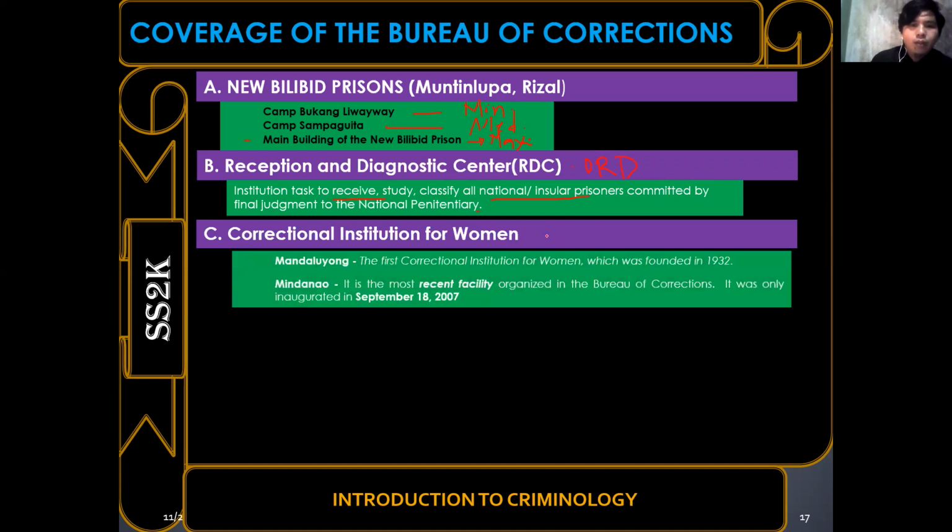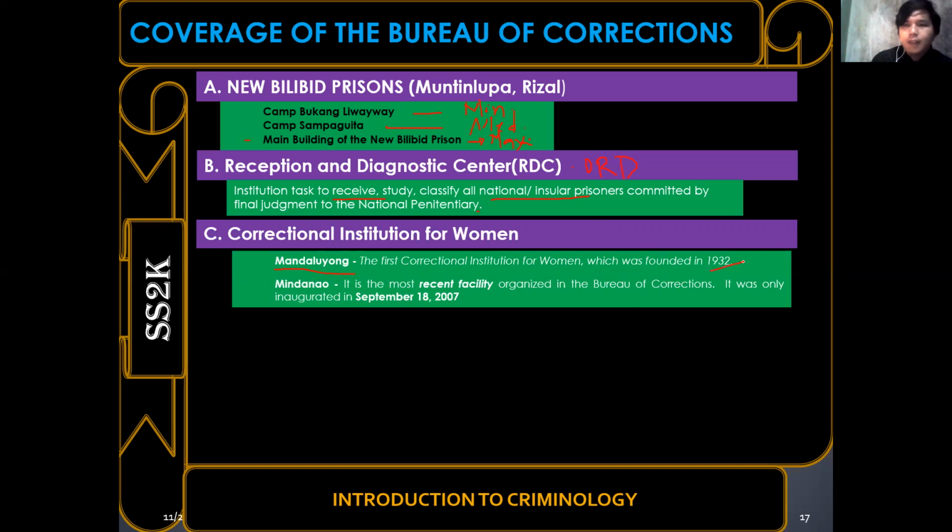Then we have the Correctional Institution for Women. Hindi po halo ang national prisoners o insular prisoners, magkahiwalay yung kulungan ng babae at lalaki. Siyempre, pagka magkasama, baka mamaya may mabuntis. So, dalawa po yan. Yung para sa babae, Correctional Institution for Women, that is located in Mandaluyong City. Yung una pong Correctional Institution for Women was founded in 1932.